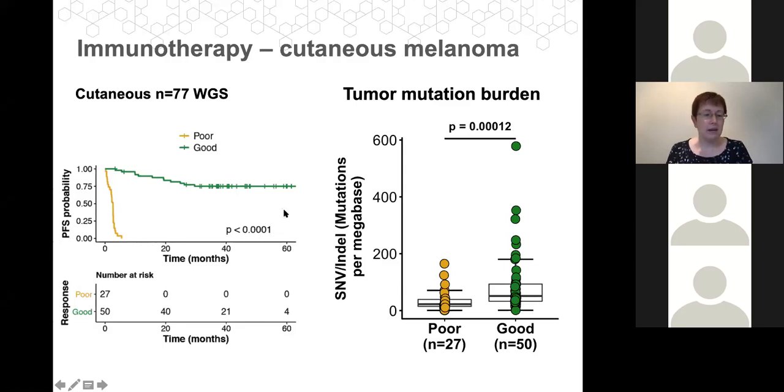And with genomic data, a lot of work in the last few years has gone into looking for molecular markers of response to immunotherapy. And one that has been identified is tumour mutation burden, where if you have a higher mutation burden, you tend to have a better response to immunotherapy. And this can be seen in our cutaneous melanoma patients as well, where the good responders have a higher burden than the poor responders.